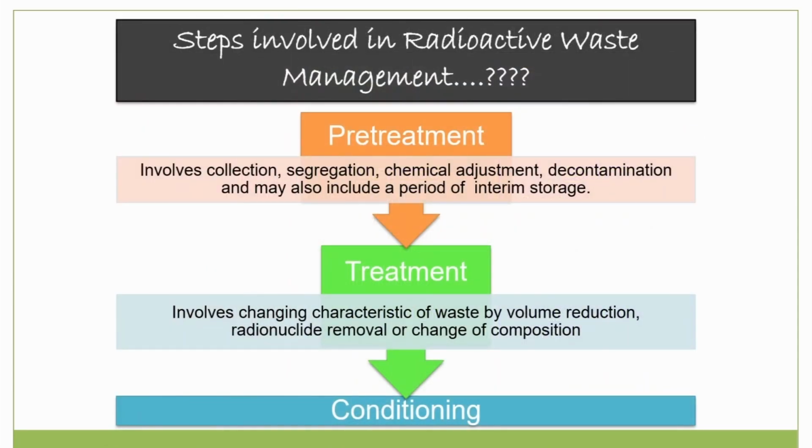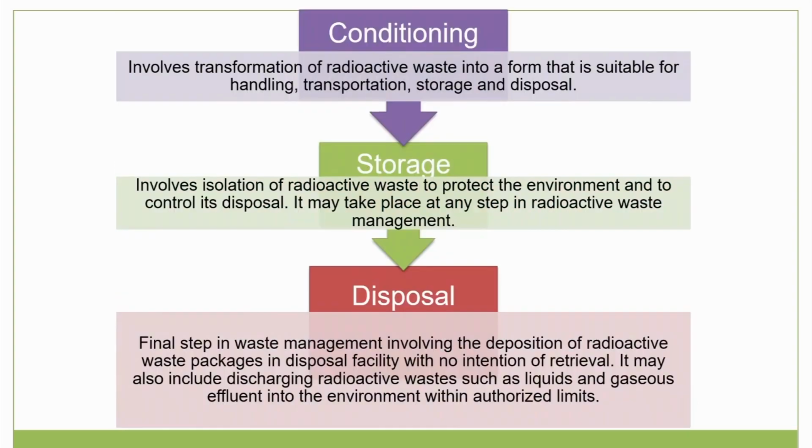The steps involved in radioactive waste management are pre-treatment, treatment and conditioning. Pre-treatment involves collection, segregation, chemical adjustment, decontamination, and may also include a period of interim storage. Treatment involves changing the characteristics of waste by volume reduction, radionuclide removal, or change of composition. Conditioning involves transformation of radioactive waste into a form that is suitable for handling, transportation, storage and disposal. Storage involves isolation of radioactive waste to protect the environment and to control its disposal. It may take place at any step in radioactive waste management.